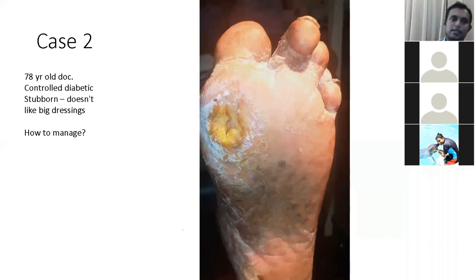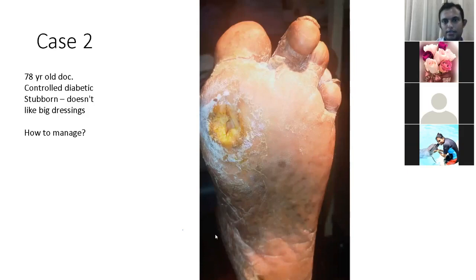What do you all think? What will be the ideal dressing for this? Any idea? Anybody? There are about 100 people in this. Exactly 100.